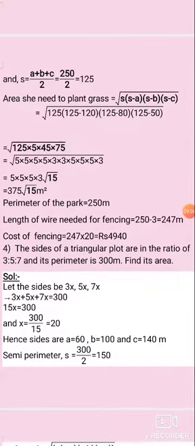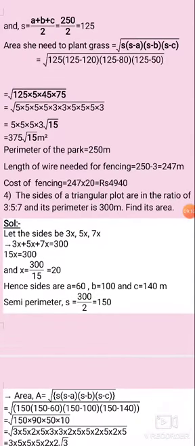The sides of a triangular plot are in the ratio 3:5:7 and its perimeter is 300 meter. Find its area. So listen carefully. Here the side ratios are given. So we can consider each side as 3x, 5x and 7x. The sum of those three sides is equal to the perimeter, which is 300 meter. Now add it. 15x is equal to 300. x is equal to 300 by 15, which is equal to what? 20.